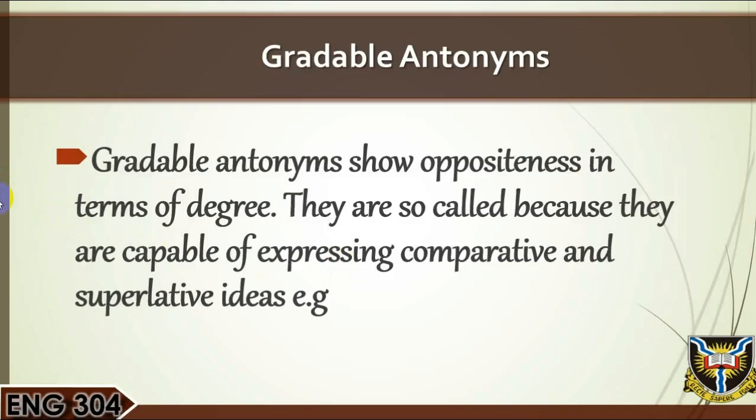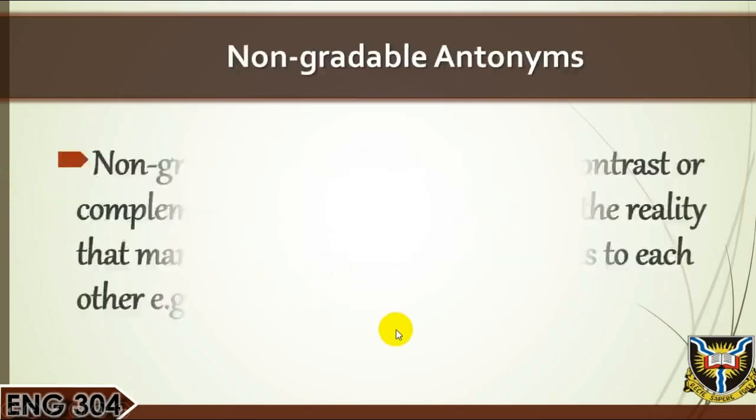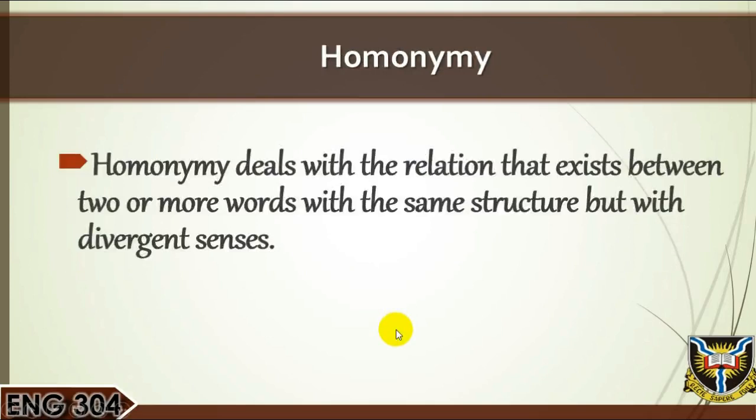Homonyms. Homonymy is the relation that exists between two or more words with the same structure but divergent senses. Two categories of homonyms can be identified: homophones and homographs. We have homophones when words are pronounced the same way but are different in meaning. For example, some and sum, new and knew, right and write, etc. Note that homophones are differently spelled.